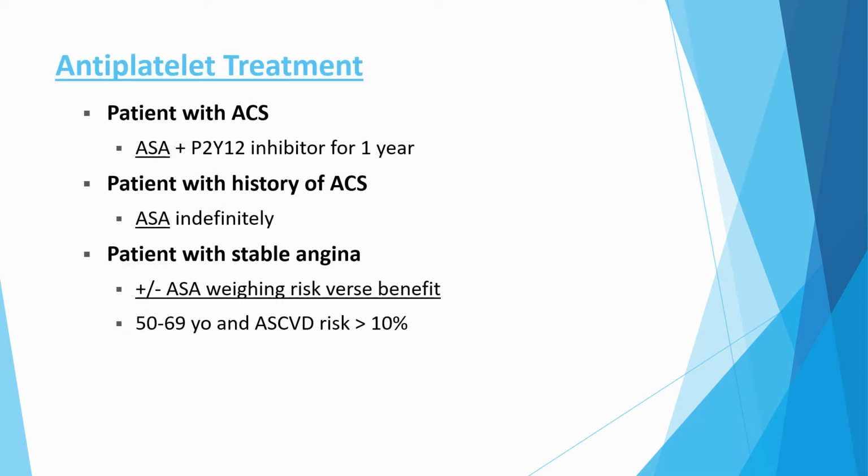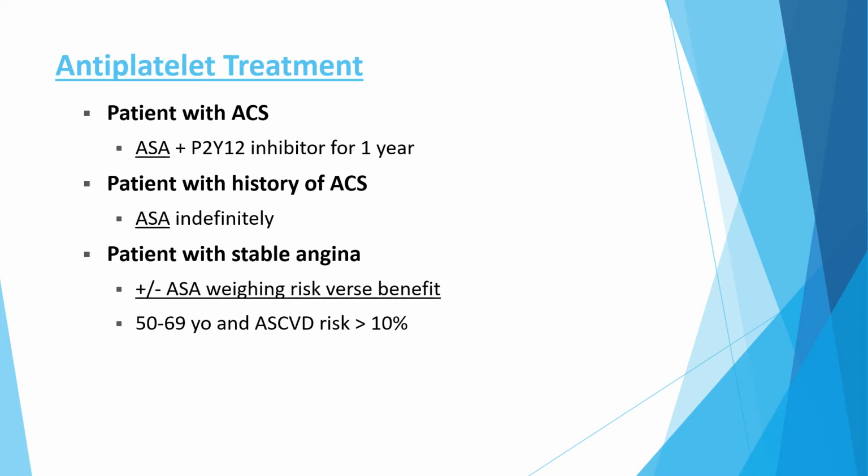So in our patients with ischemic heart disease, antiplatelet treatment consists of aspirin plus a P2Y12 inhibitor for 1 year if the patient just had an ACS event, or an acute coronary syndrome. If a patient has a history of ACS, then they should be on aspirin indefinitely. And for patients with stable angina, aspirin can or cannot be used. It's really a risk versus benefit. I would say the majority of providers go ahead and use aspirin, but it's a little bit more flexible here if the patient's at a high bleeding risk.